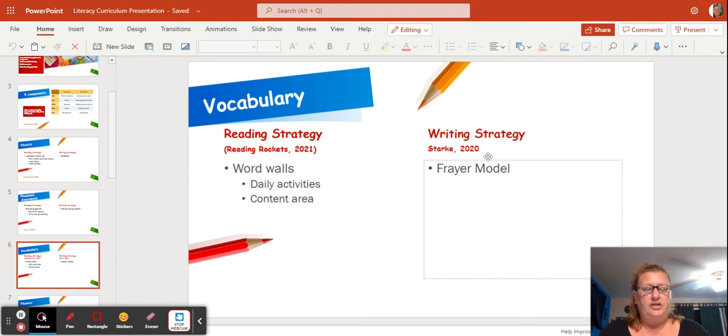A writing strategy for vocabulary would be the Frayer model. Students can take a word and write it in different formats. So, for example, they may have a vocabulary word that they write out the definition to, that they draw a picture of, that they write the word in a sentence, that they provide examples of that vocabulary word and non-examples of that vocabulary word.